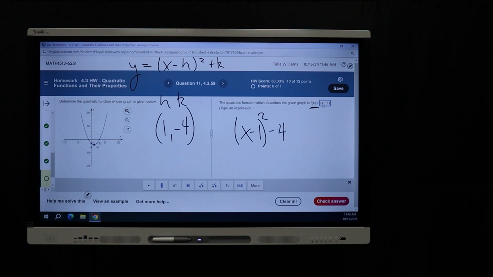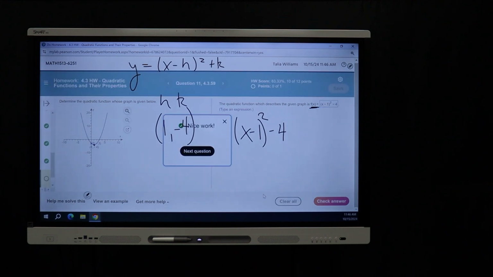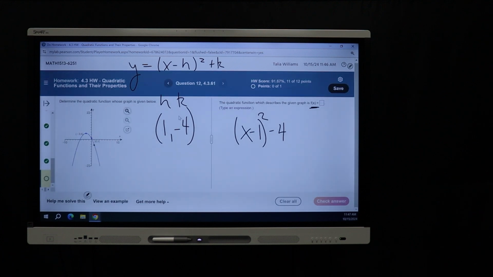If the graph was upside down, I think the next one is, so I'll hold off on that. x minus 1 squared subtract 4. Yep. So this graph is reflected.